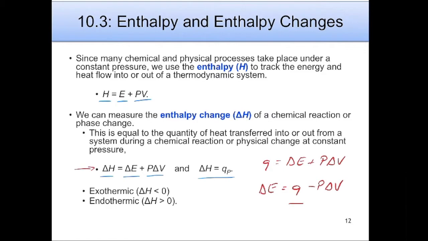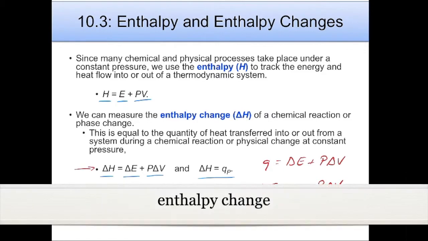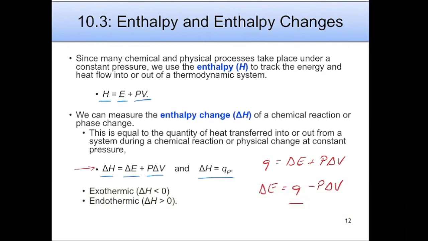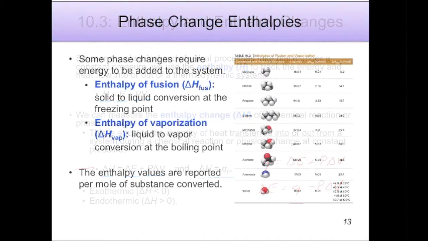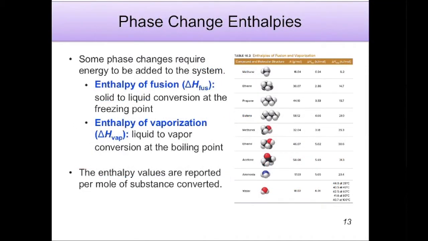So if a reaction is exothermic, we say that the enthalpy is negative or less than 0, so delta H is less than 0. And if a reaction is endothermic, then delta H is greater than 0. So since enthalpy is a measure of the heat flow into and out of a system, we can also look at how this enthalpy change looks when we're talking about phase changes. And when we're talking about phase changes, we'll be talking about a solid to liquid phase change and a liquid to gas or liquid to vapor phase change.